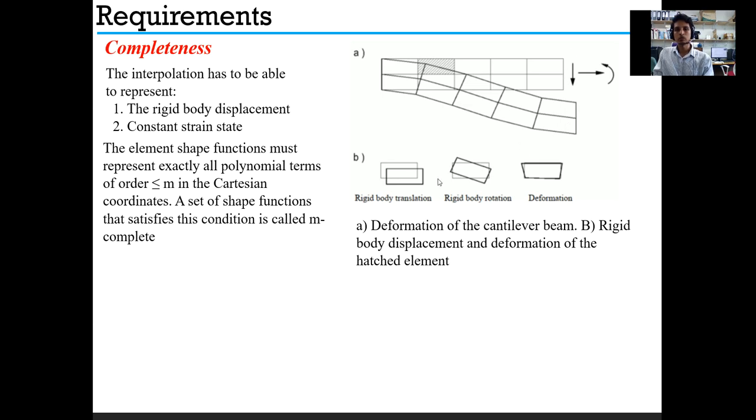There must be some constant strain rate, and it must represent exactly all polynomial terms of order less than m in the Cartesian coordinates. So a set of shape functions that satisfies all conditions is called m-complete. We can see that a set of shape functions, if we select this area, these nodes, for defining the completeness, it could be said to be m-complete.